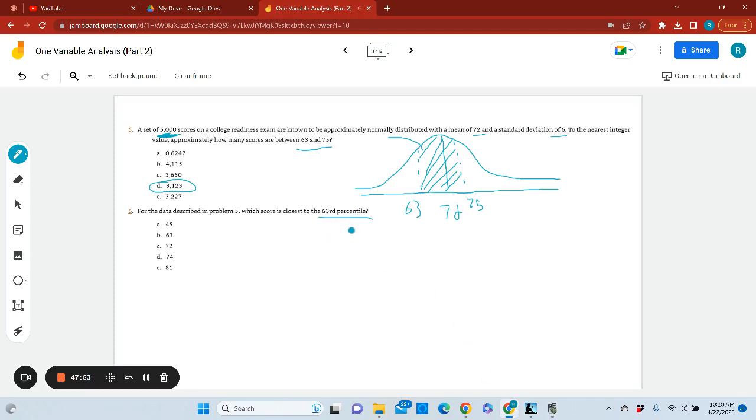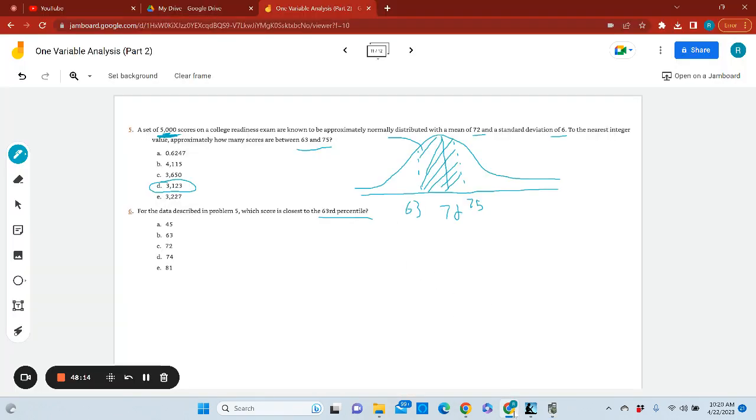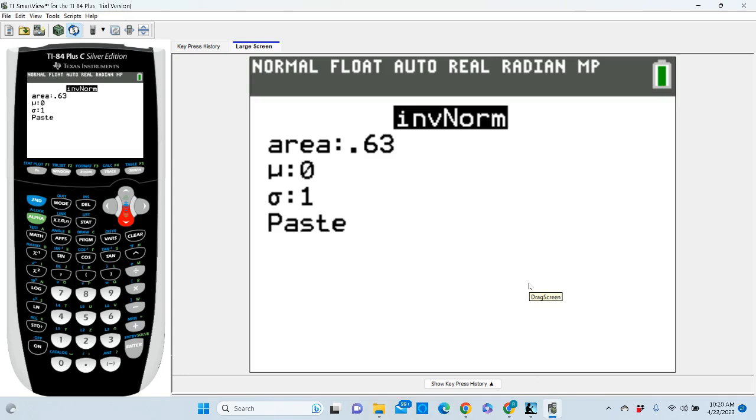So the number that I'm looking for is going to cut off the bottom 63% of the distribution from the top 37%. So I'm going to tell the calculator I want the cutoff point for the area to the left, 63% area to the left. All right, I could do this problem in terms of z-scores too, but why make it hard on ourselves, right? They're telling us the mean is 72 and the standard deviation is 6. So I'm saying on a distribution that has a mean of 72 and a standard deviation of 6, what score is going to represent the cutoff for the 63rd percentile?